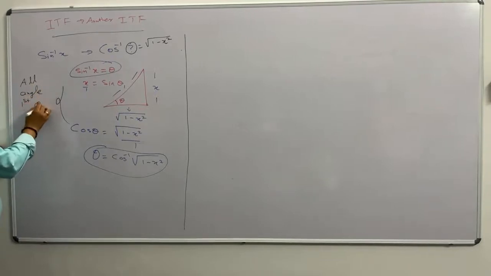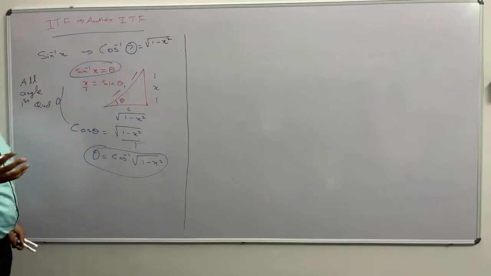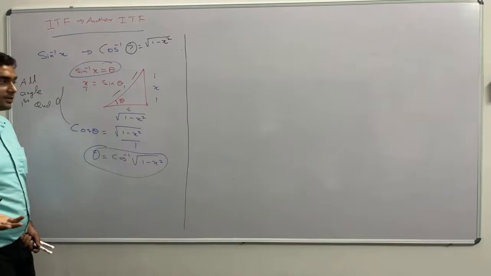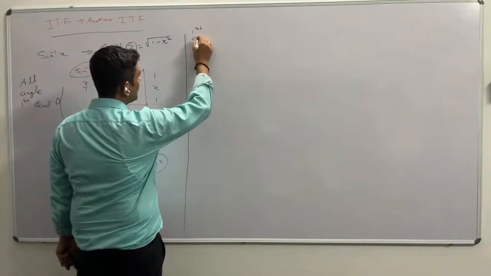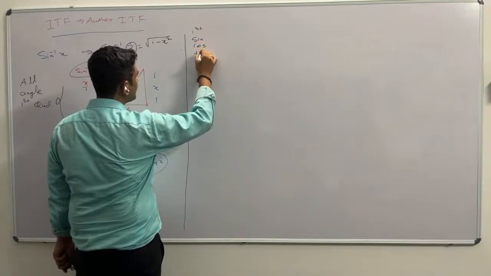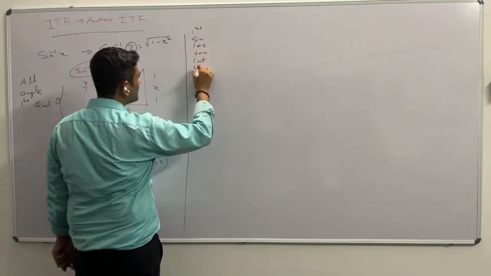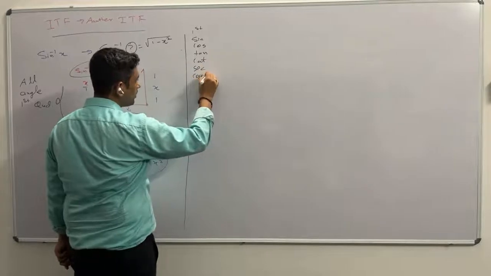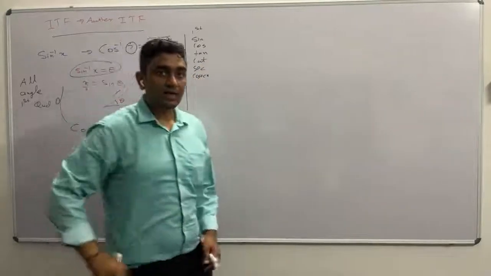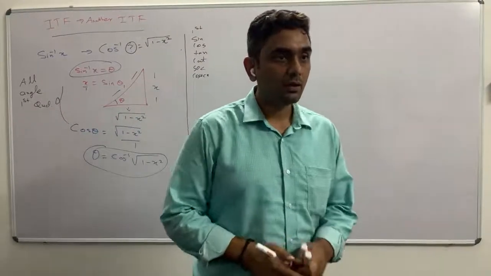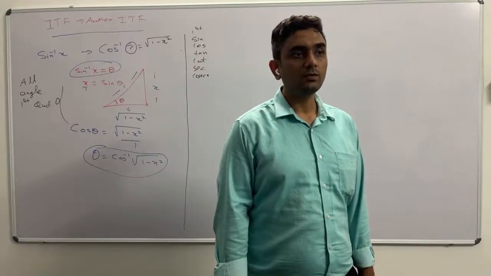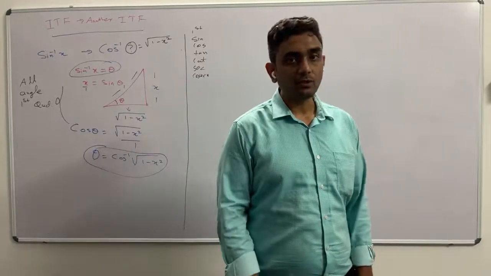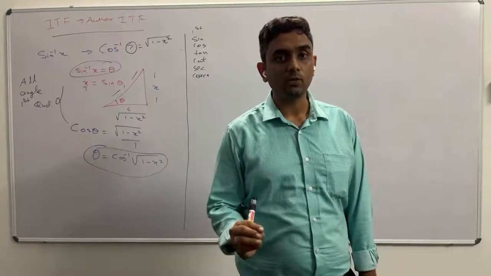Why all angles in the first quadrant? Because in the first quadrant all the trigonometric functions are positive. So in the first quadrant sine, cos, tan, cot, secant, cosecant are all positive. That is why effectively we are assuming that none of them is negative. So what we have done is only correct in the first quadrant.